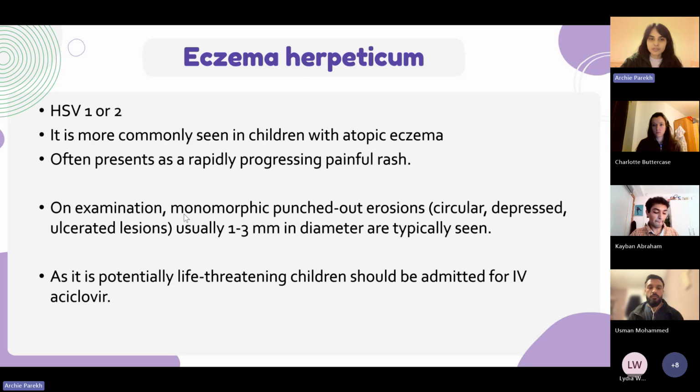And in your exam, if you see something like monomorphic punched out erosions or circular ulcerated lesions, then you ideally want to start thinking about eczema herpeticum. And it is potentially life-threatening. So if you suspect this in a child, then you want to admit them immediately for IV acyclovir. And in the exam, I think on QuesMed, there are some questions where they try to catch you out by giving IV acyclovir and oral acyclovir as an option. So remember, life-threatening, you want to give it IV.